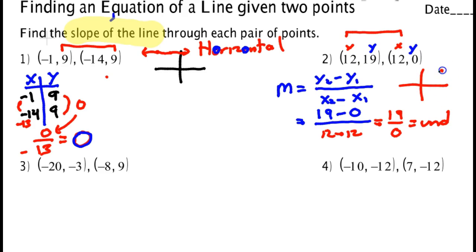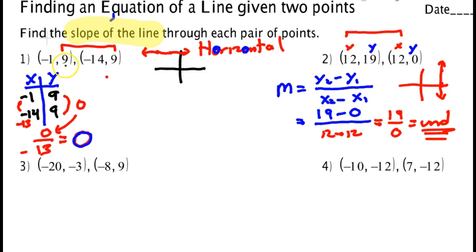12, 19 would be up here. 12, 0 would be right here. It's a vertical line, which is undefined slope. So anytime you have a 0 on the bottom, undefined slope. Now, that does not mean, not for this problem, but for later problems, this does not mean there's no equation.